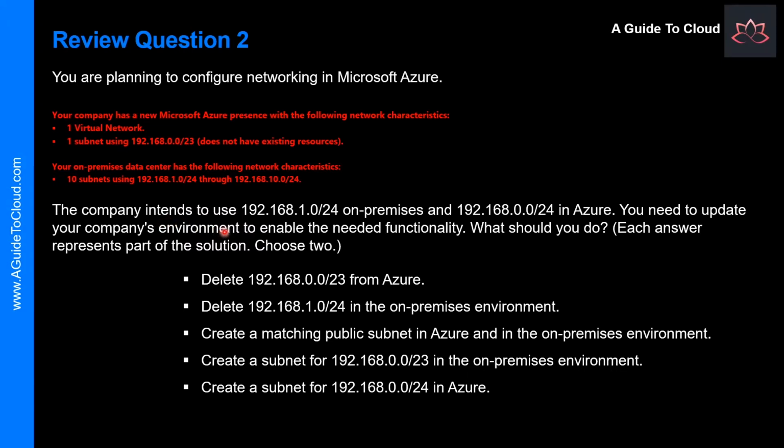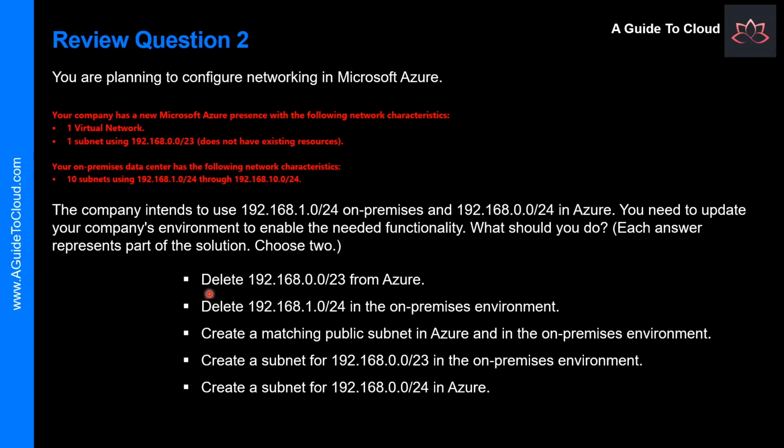The company intended to use 192.168.1.0 on-premises and 192.168.0.0/24 in Azure. And you need to update the company environment to enable the needed functionality. What should you do? We have to pick two answers to complete the solution.